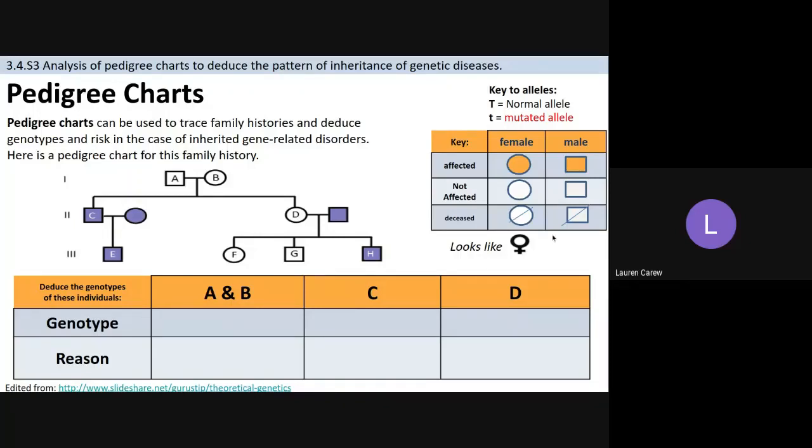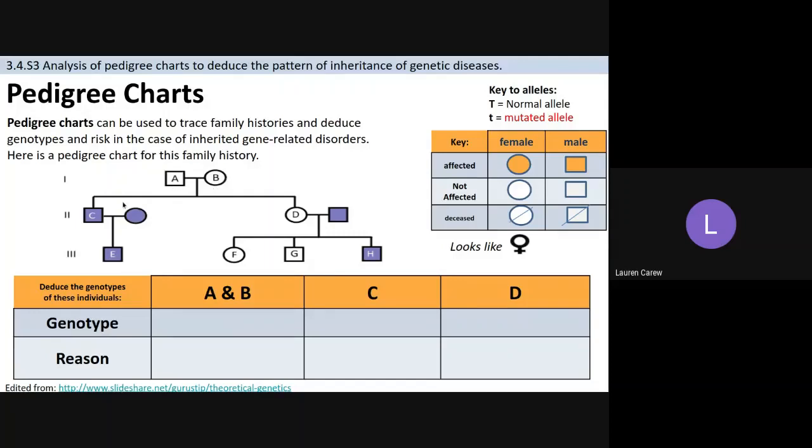Well, here's a little key over here. Circles are representing females and squares are representing males. If the circle is filled or the shape is filled in, those individuals are affected. The non-shaded shapes are the individuals who are not affected. And so if they have a line connecting them like these two do, that's representing a mating pair. So this would be the mom and dad.